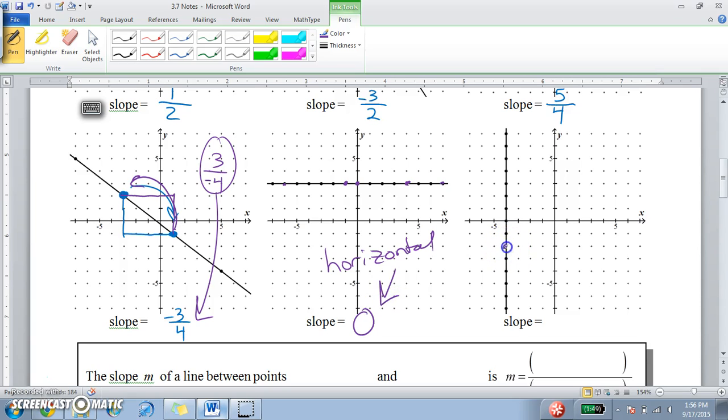Similarly, for a vertical line, if I pick any 2 points, the rise is going to be something different. So if I pick these 2 points, it's going to be 1, 2, 3, 4, 5, 6, 7. But if I pick these 2 points, it's going to be 1. So we really can't tell what the rise is for a vertical line. So for a vertical line, we say that the slope is undefined.